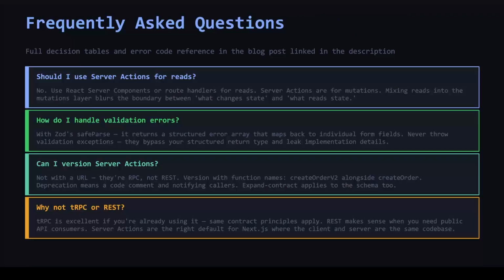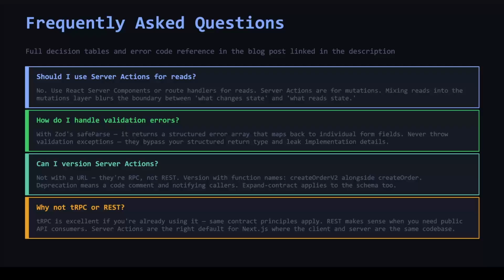Should I use server actions for reads? No. Use React server components or route handlers for reads. Server actions are for mutations. Mixing reads in blurs the distinction between what changes state and what reads it. Why do I handle validation errors? Well, with Zod's safeParse, it returns a structured error array that maps back to individual form fields. Never throw validation exceptions. They bypass your structured return type and leak implementation details.